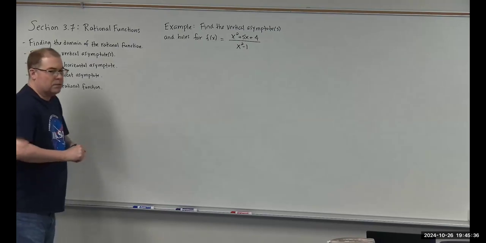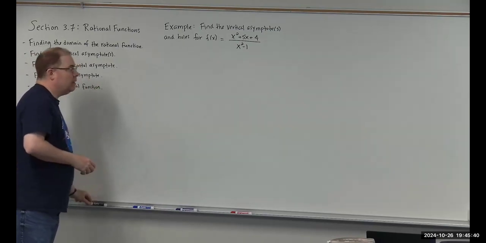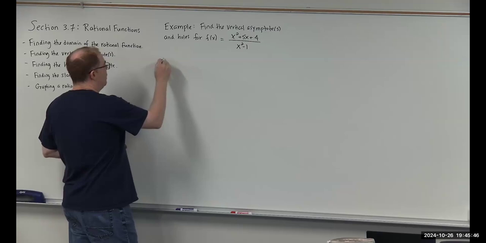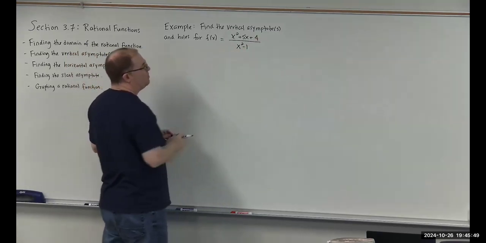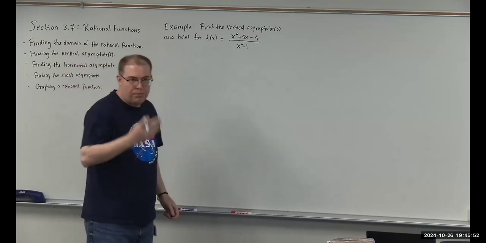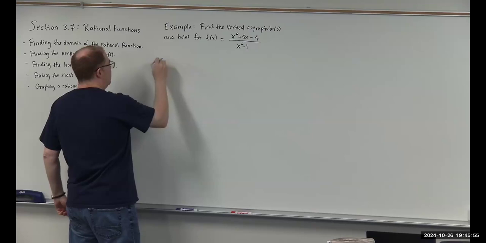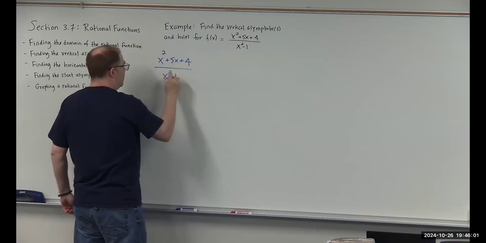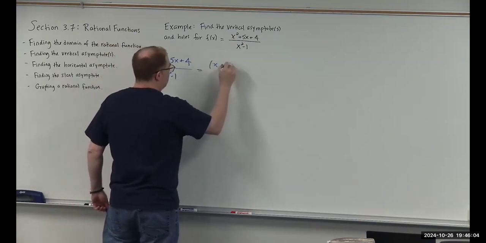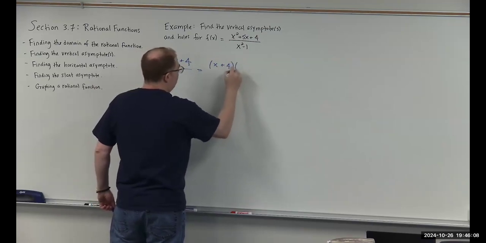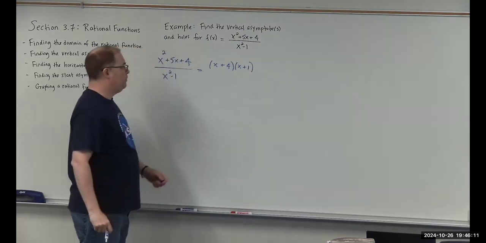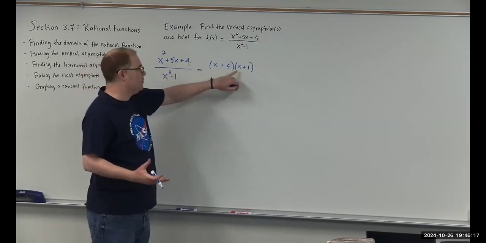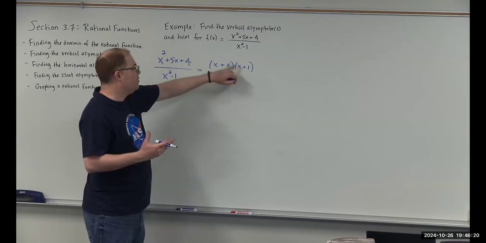So the first thing to do is to simplify it. We look at the top part. We have 4 here, so we need two factors of 4 that will give us 5. That's going to be 4 and 1. So 4 times 1 gives us 4, and at the same time, when we add 4 and 1, we get 5.